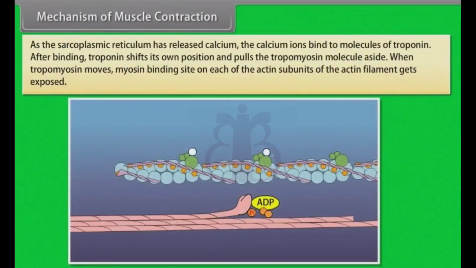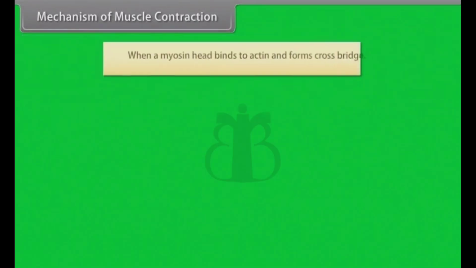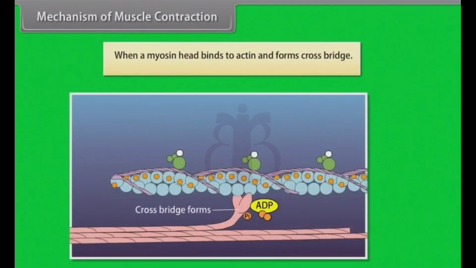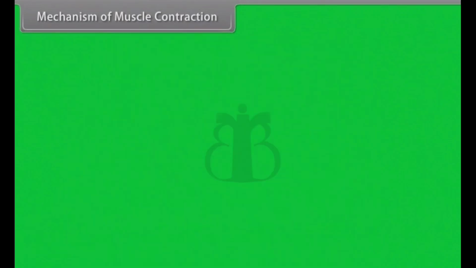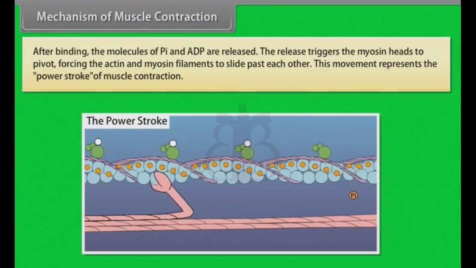As the sarcoplasmic reticulum has released calcium, the calcium ions bind to the molecules of troponin. After binding, troponin shifts its own position and pulls the tropomyosin molecule aside. When tropomyosin moves, the myosin binding site on each of the actin subunits of the actin filament gets exposed. A myosin head binds to actin and forms a cross bridge. After binding, the molecules of Pi and ADP are released.